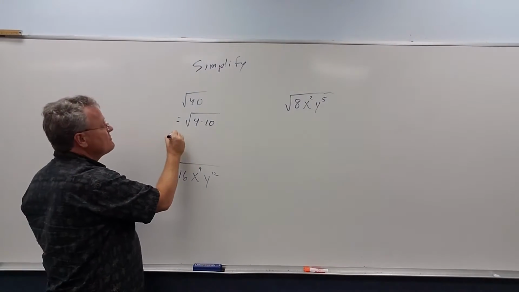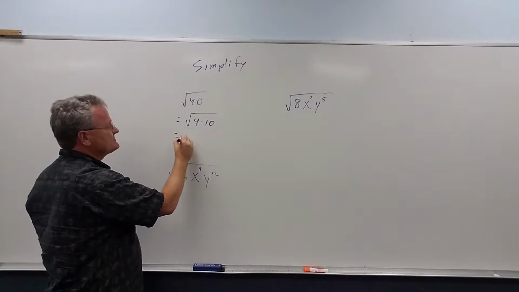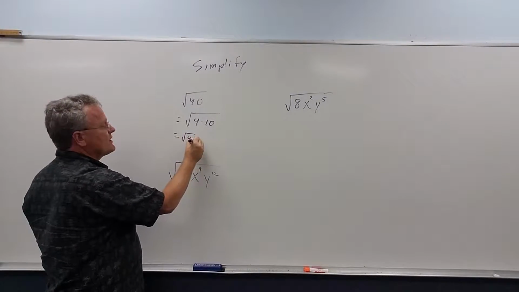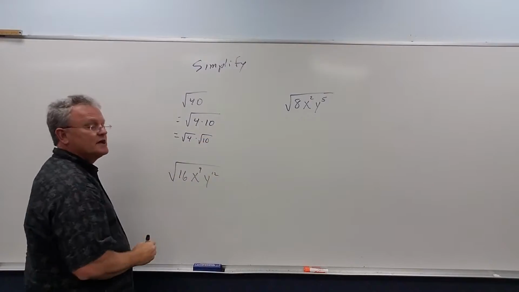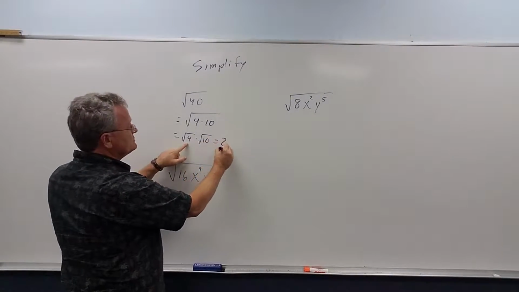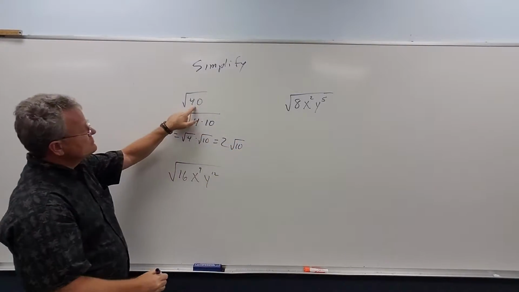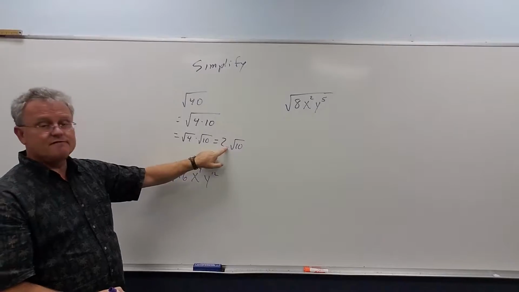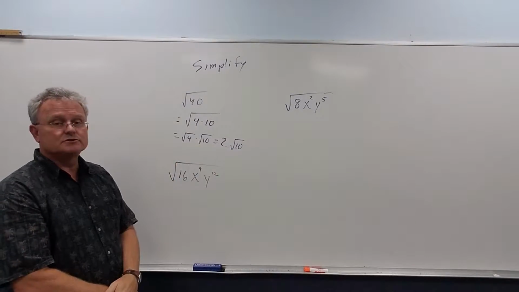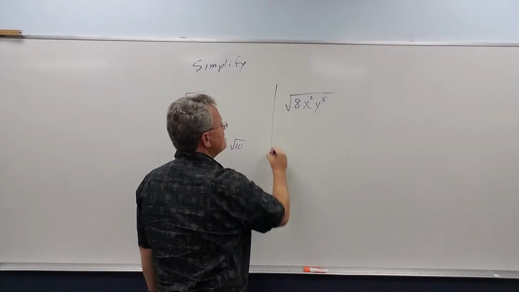So, just to do this first one step by step, this is equal to the square root of 4 times the square root of 10. The square root of 4 is 2, so this is equal to 2 times the square root of 10. So the square root of 40 in simplified form is 2 times the square root of 10. Let's say we want to simplify this.